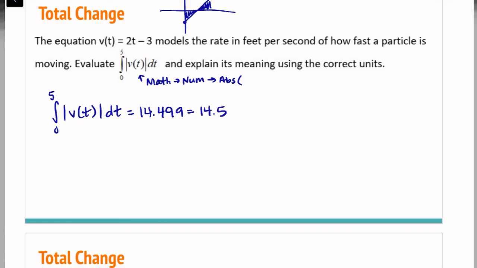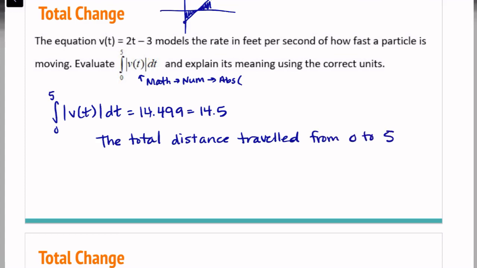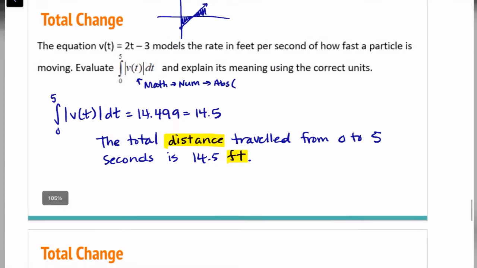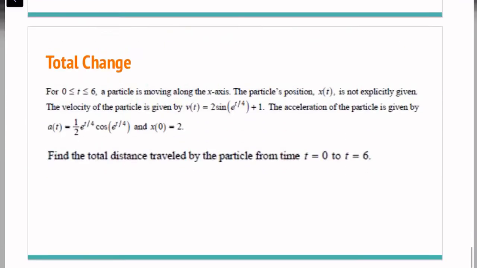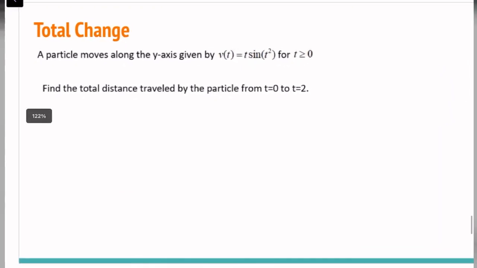Okay. So the total distance traveled from 0 to 5 seconds is 14.5 feet. So make sure if we're talking about total distance that our units align with that. The units should still be feet there. Okay, let's see, we got 3 more examples and then we're done.